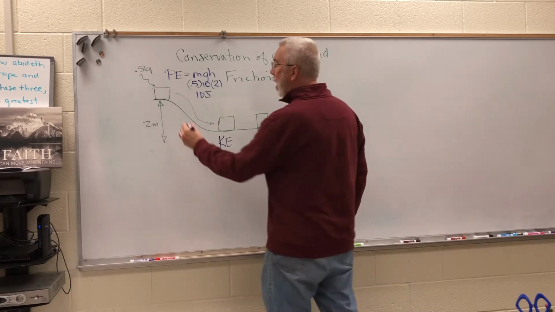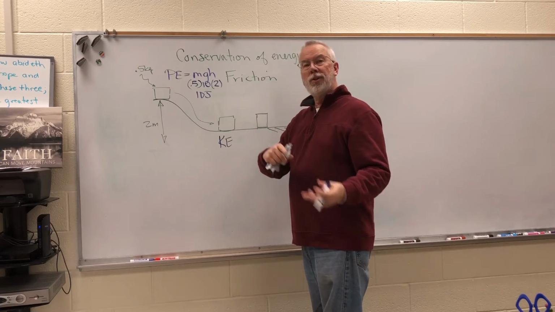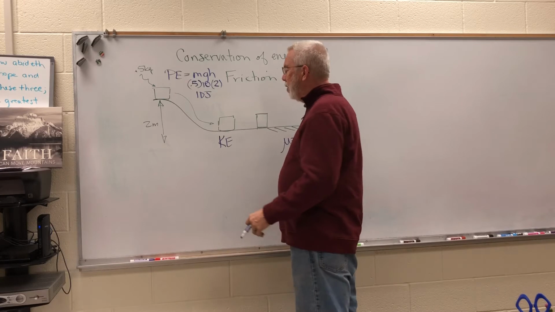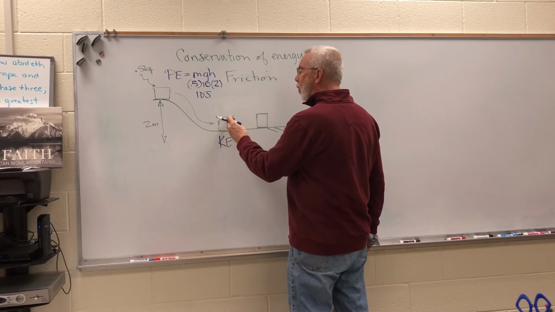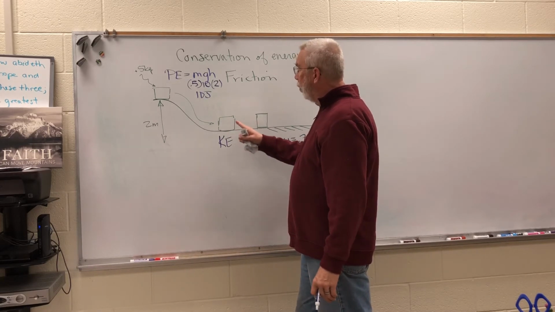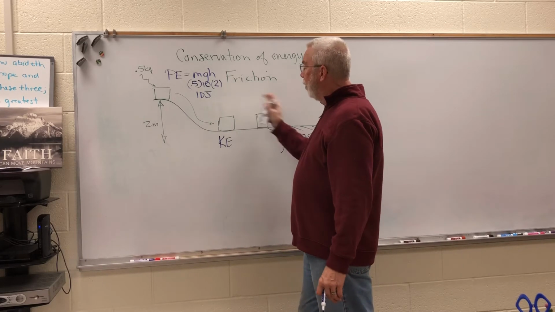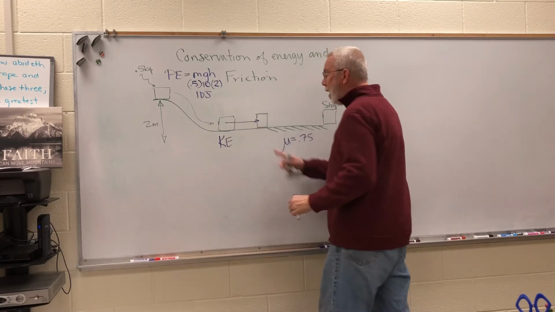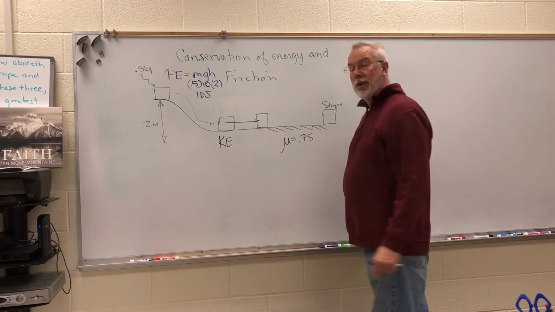Now, as that block slides down to the bottom of the hill, all the potential energy is converted, is changed into kinetic energy, or the energy of motion. And so we haven't been asked this question, but we could be asked, what was the velocity of the block when it got to the bottom of the hill? And we would use the kinetic energy formula to solve for that. But right now, no velocity's been asked for. So we're going to let that block slide over here to this spot where it's going to enter into this area where there is friction.